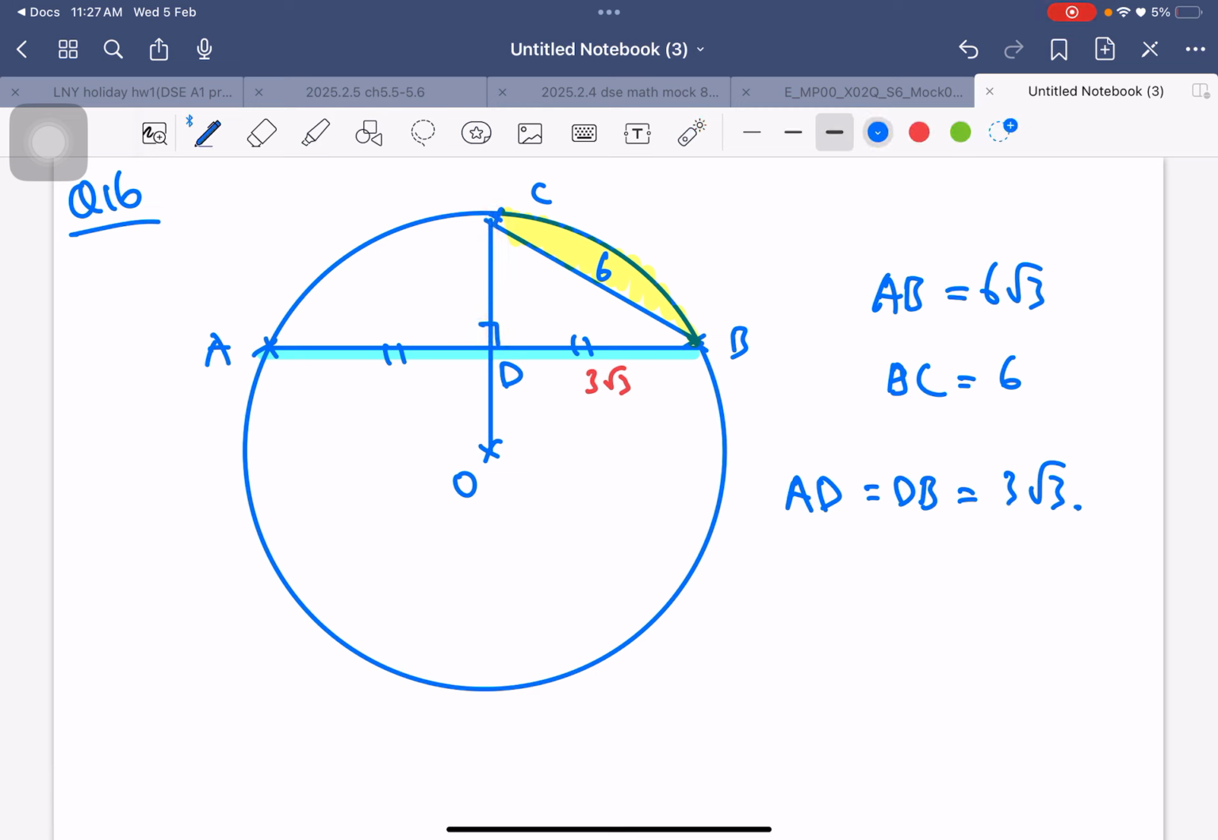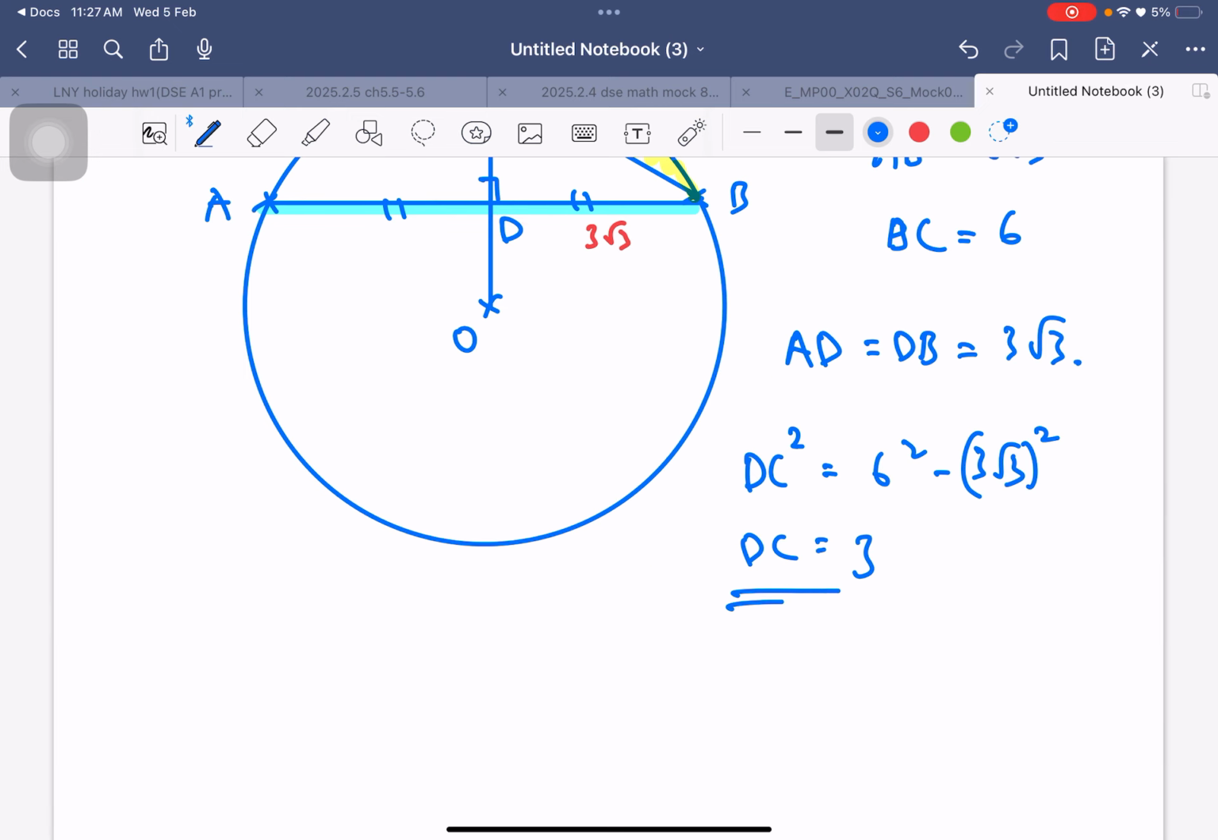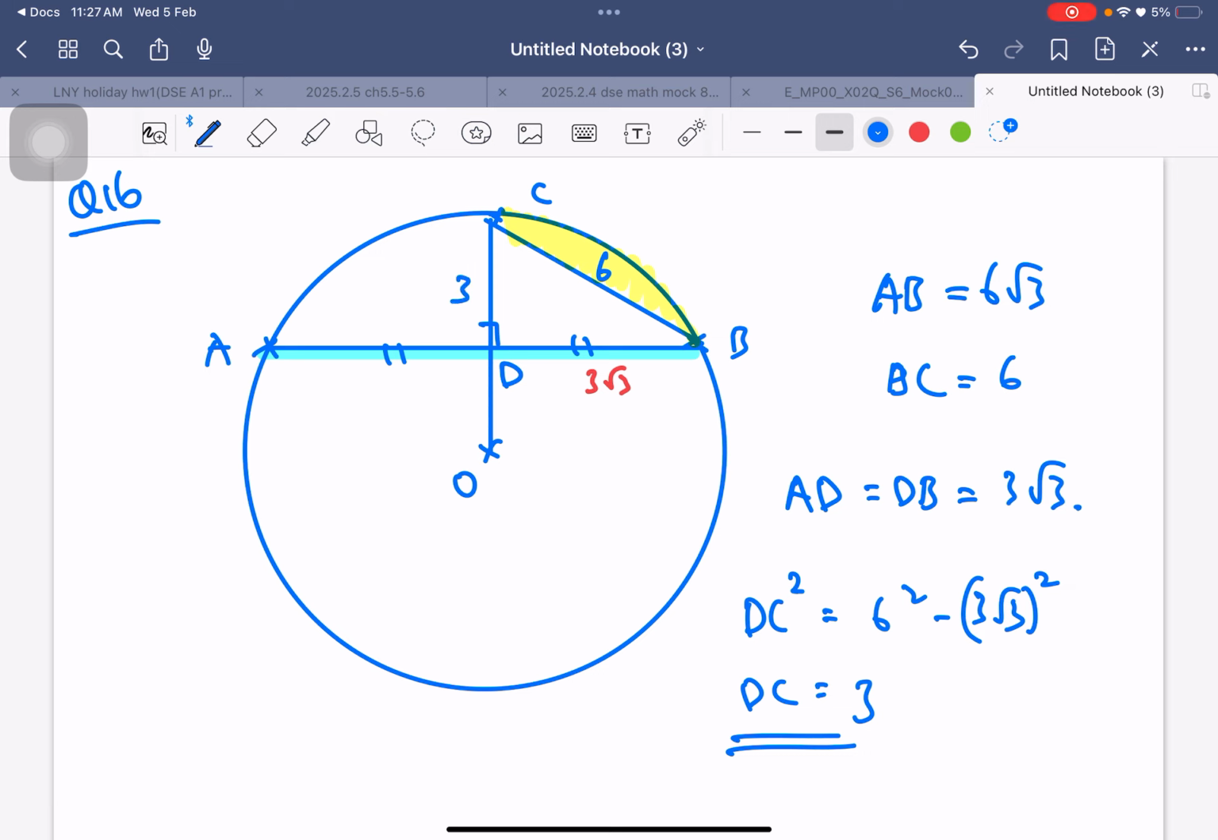So we have DC squared is equal to 6 squared minus 3 square root of 3 squared, giving you DC is equal to 3. Okay? So DC is equal to 3. So these two lines are bisecting each other, isn't it? So this is equal to this as well. So OD is equal to 3.